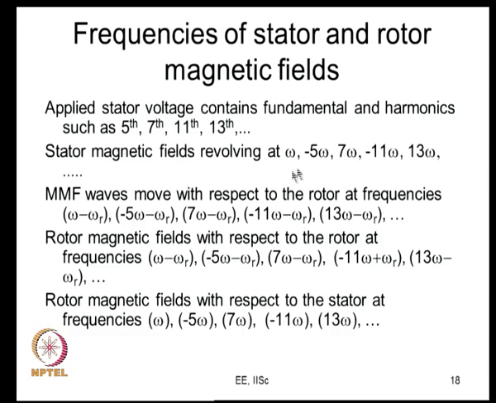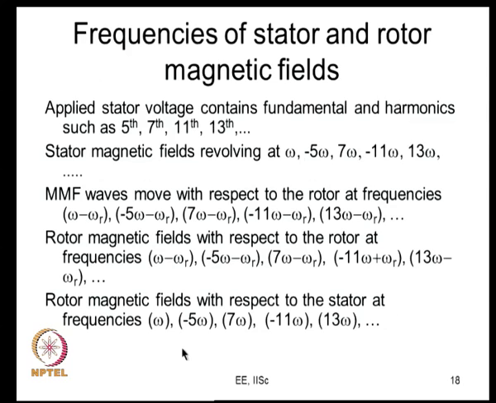Now, if you take this field which is revolving at omega and take this one at minus 5 omega, the difference is 6 omega. So, there is an angle between them, and that actually varies at the 6th harmonic frequency. So, the angle between these two keeps changing in a cyclic fashion at 6 times the fundamental frequency. So, this fundamental magnetic field and the 5th harmonic magnetic field interact to produce 6th harmonic torque.